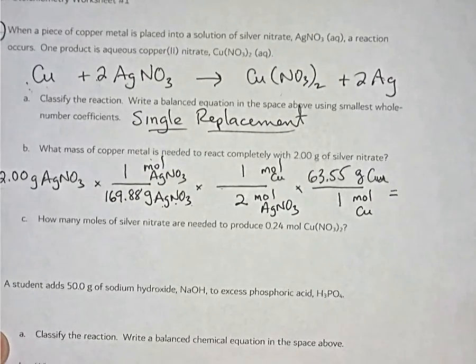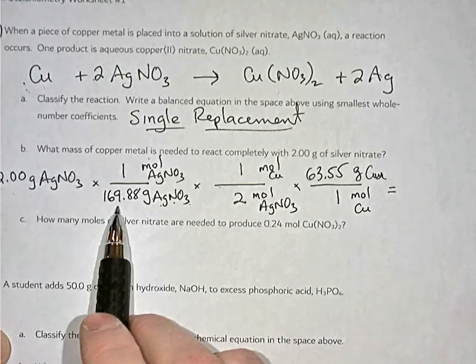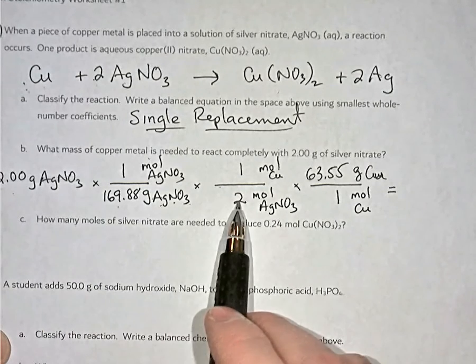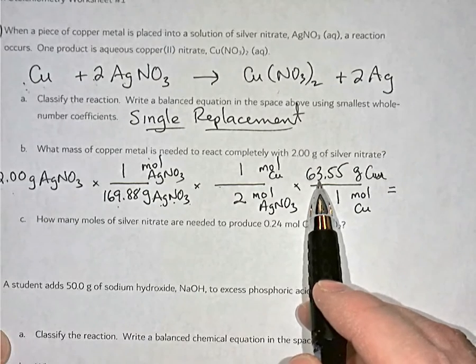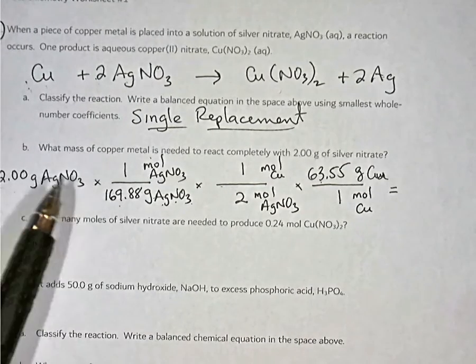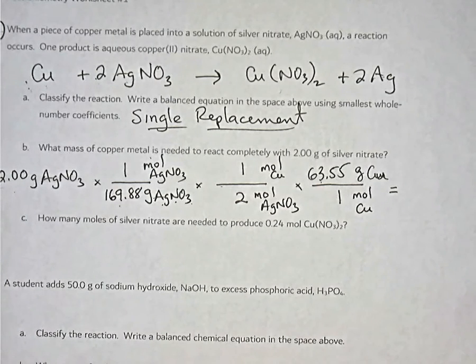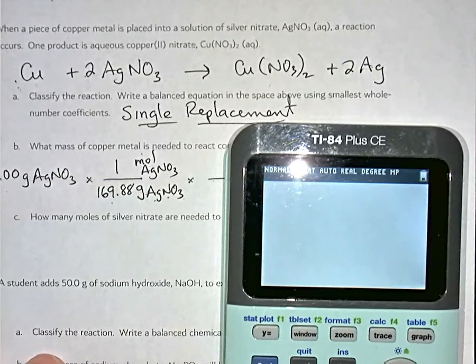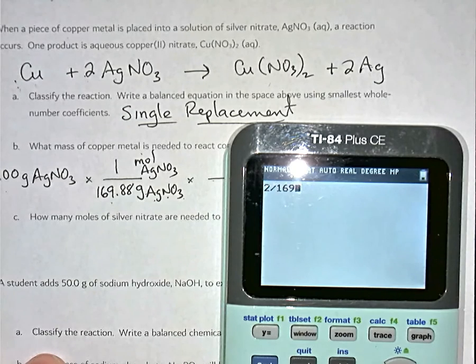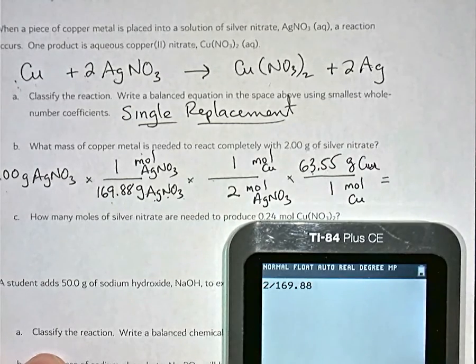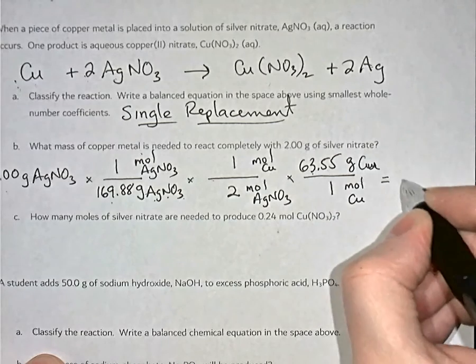So on a calculator, you'll take 2, divide by 169.88, divide by 2, and then multiply by 63.55. So let's try that really quick. I don't have this one worked out. 2 divided by 169.88, divided by 2, I just made a mistake. I'll do that again. 2 divided by 169.88, and I'm going to divide that by 2, and I'm going to multiply by 63.55. I'll keep 3 digits in my answer, 0.374 grams of copper.